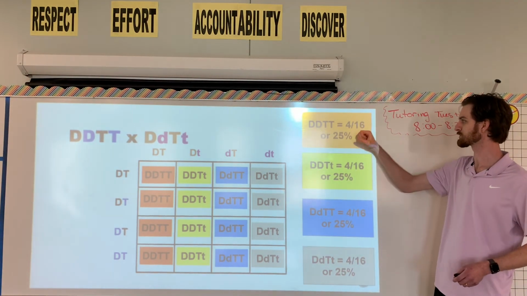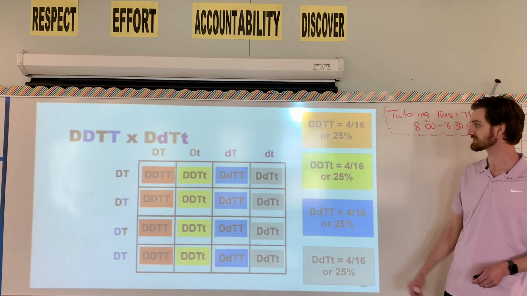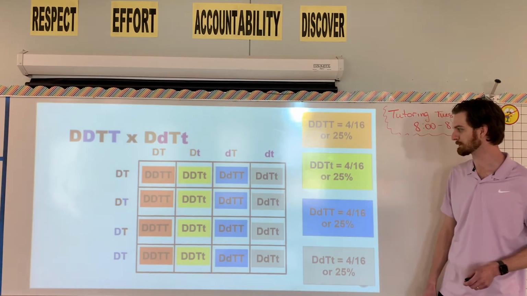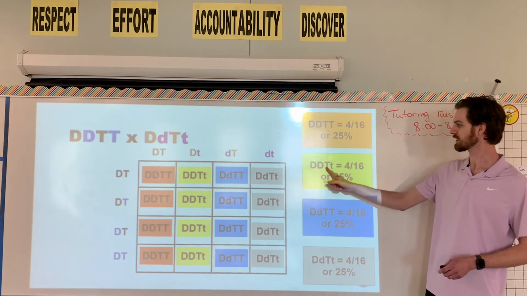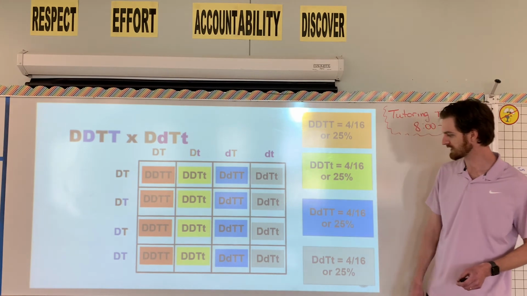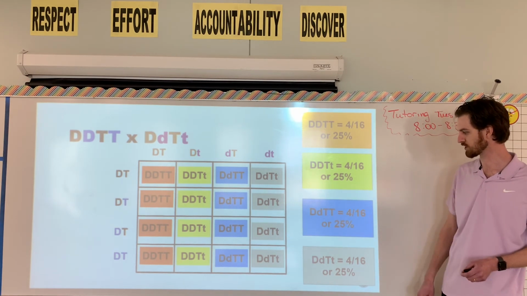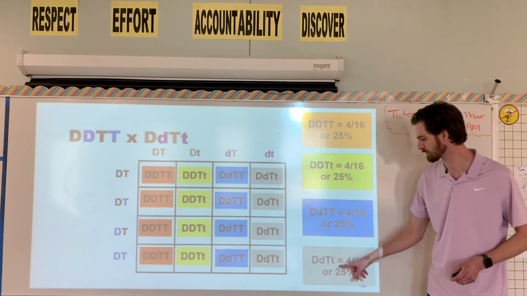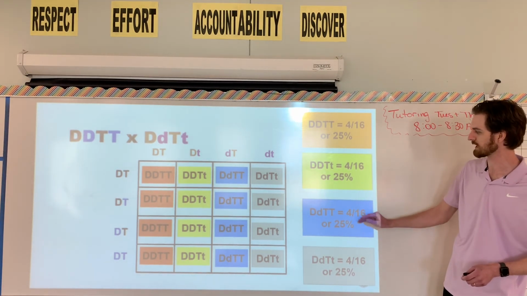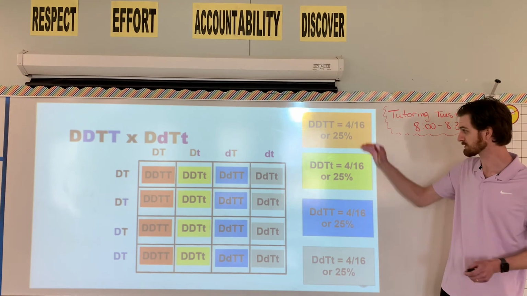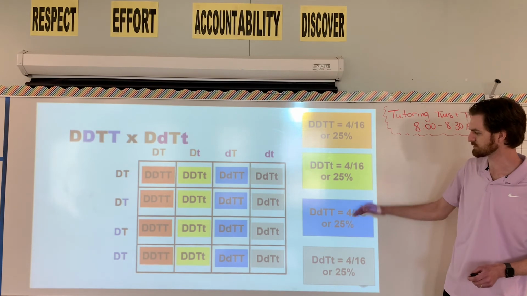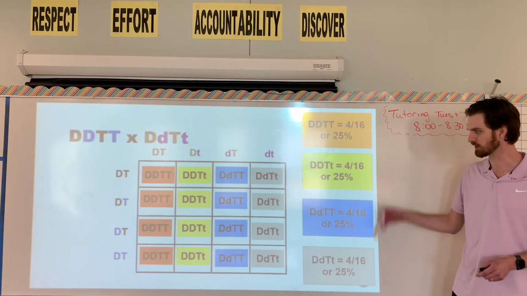Homozygous dominant for both traits, 4/16 or 25%. You get homozygous dominant for the dark leaves with a heterozygous for tall at 25%. Heterozygous for the dark leaves, homozygous for tall, and then you have double heterozygous here, okay? So looking at this, we can get 4 different genotypes from this outcome. It's not always the case, but in this one, we got 4 different genotypes as our outcomes, and each of them is 25%. So it was a pretty overall easy one to do.